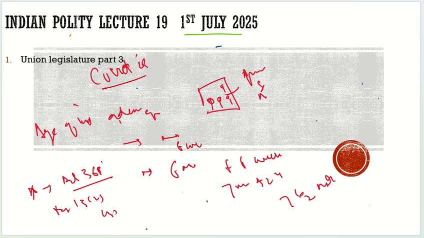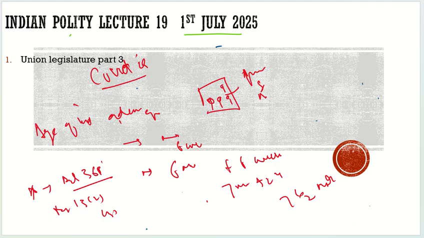And we also discussed what is its age, how it can be passed. If any of the houses is not there, then ordinance can be passed. If both the houses are not there, then the ordinance can be passed. If Lok Sabha is there, Rajya Sabha is not there, ordinance can be passed. If Rajya Sabha is there, Lok Sabha is not there, ordinance can be passed. If both the houses are there, then ordinance cannot be passed. We also discussed the president cannot promulgate the ordinance when both the houses are in session.